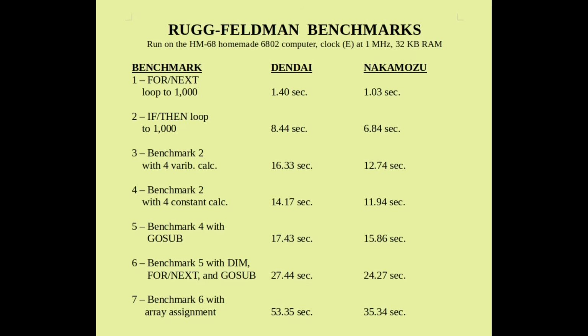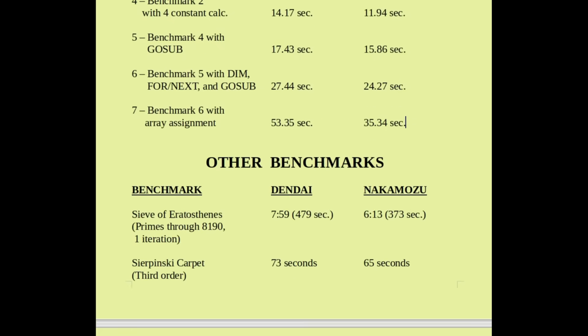Some of them are kind of close. Here it's a second and a half on benchmark 2, less than 2 seconds on benchmark 5. But here, benchmark 7, where we've got benchmark 6 plus array assignment, we're talking almost 20 seconds difference. It's quite a bit. I also ran a couple of other benchmarks, including the Sierpinski carpet and the sieve of Eratosthenes. I practiced saying that, by the way.